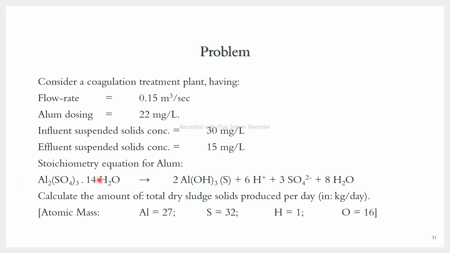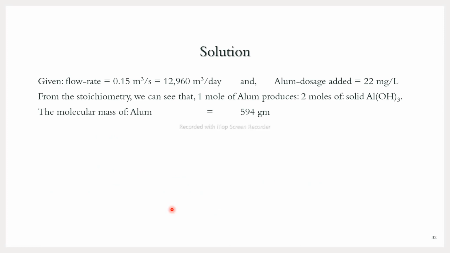So H2O 18 into 14, plus 2 into 27, that is 54, plus 32 plus 4 into 16, that is 64. So 32 plus 64 whole into 3, plus 54, this one plus 14 into 18. So I hope this value will come as 594. If you have calculated correctly, you will also get that.